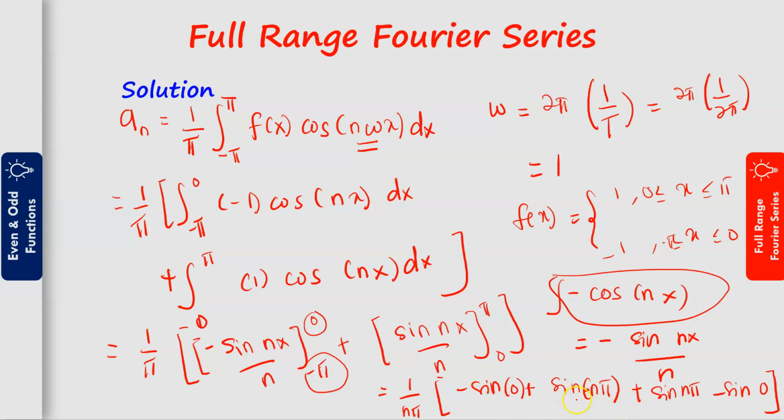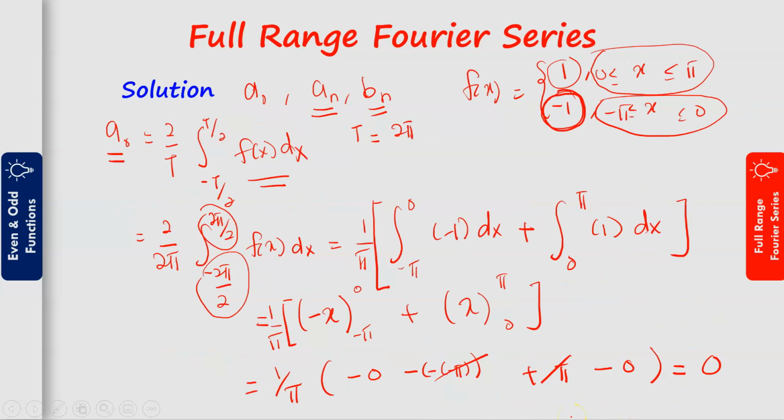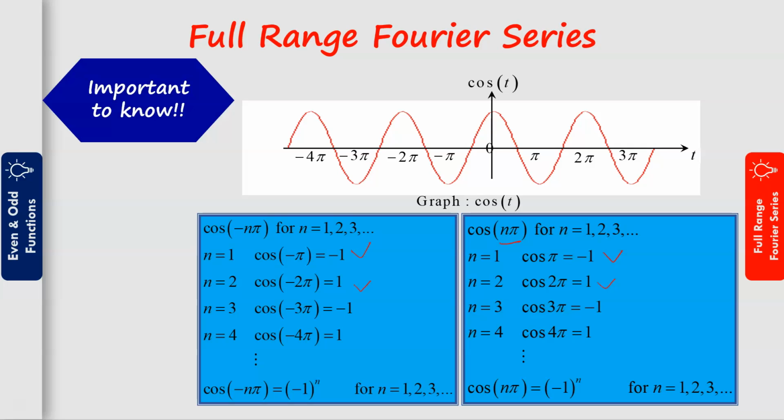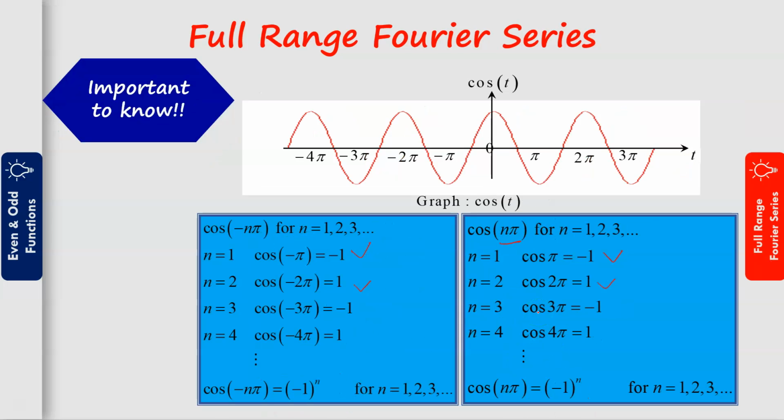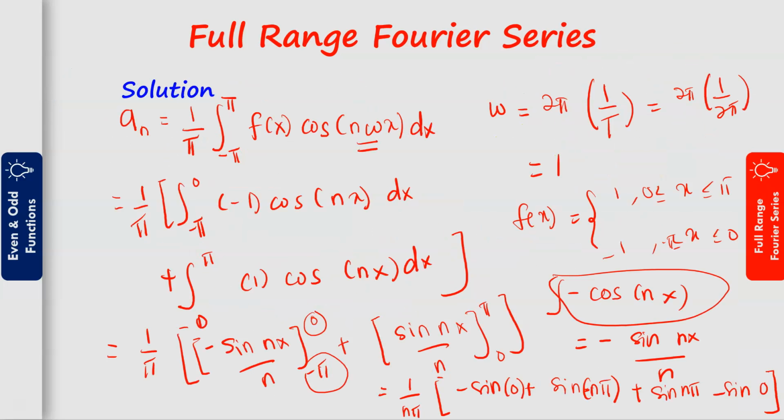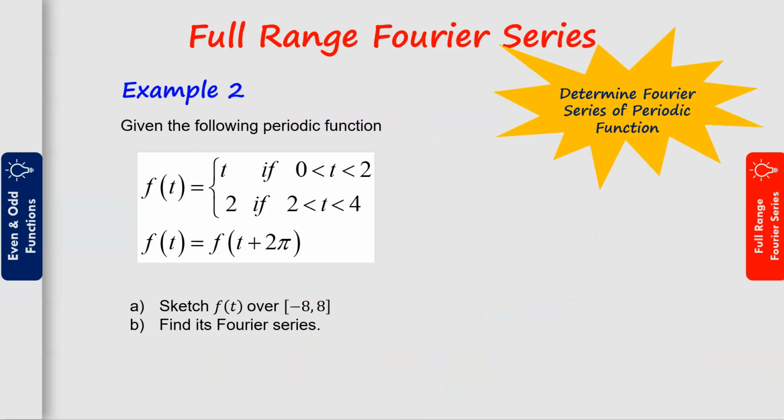When we simplify this, if you refer back to this important note here, sin of negative n pi equals 0, and sin n pi also equals 0. So I can substitute here, this one is 0, this one also 0, which means that for an, we get an equal to 0. Okay, so now we want to solve for bn.